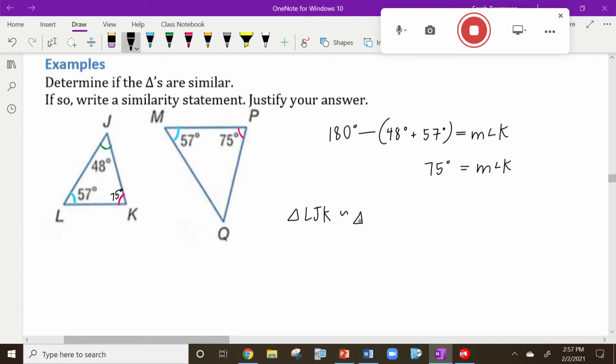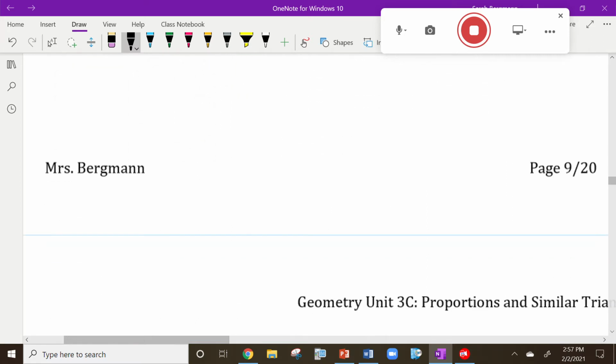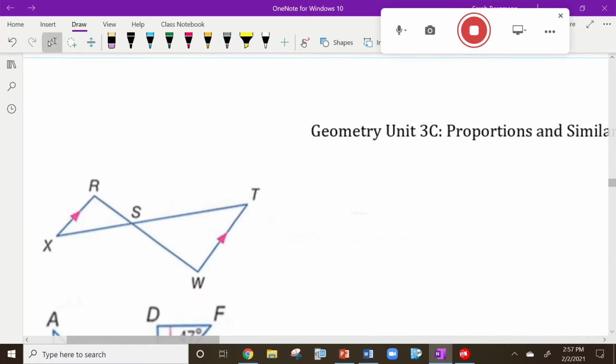Now be careful, just like with congruent triangles, we have to put these letters in a specific order. Angle L corresponds to angle M. Angle J corresponds to angle Q. Angle K corresponds to angle P. This is by angle-angle similarity. We had two pairs of congruent angles. Let's do another.